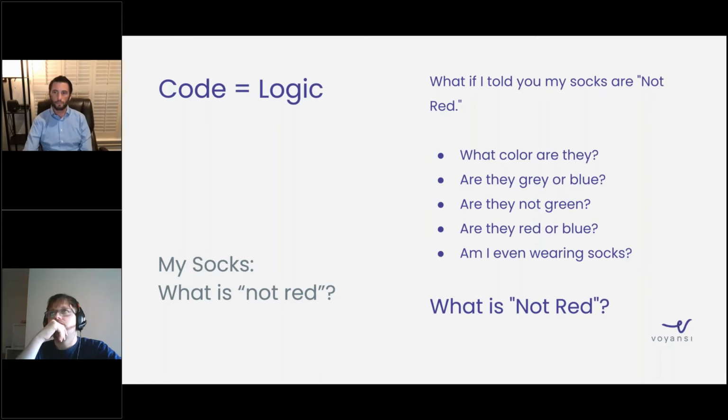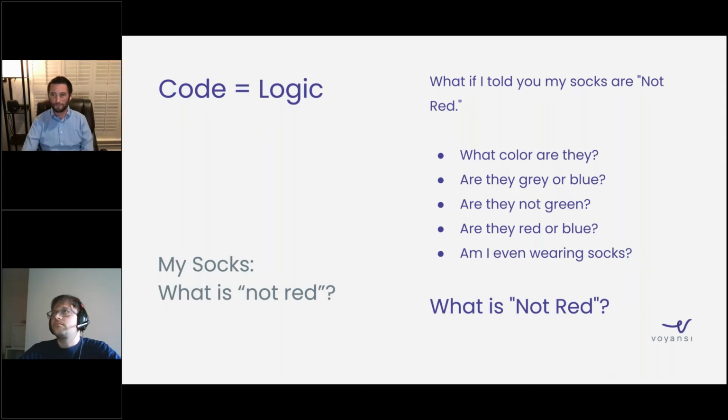So I'm going to start with a really good example here. If you're thinking you're coming to an architecture webinar, and I'm going to start talking about socks today. But first, I'm going to give you a truthful statement. What if I told you my socks are not red? The next thing I'd ask is, what color are they? Are they gray? Are they blue? Are they not green? Could they be red or blue? The last question, am I even wearing socks?